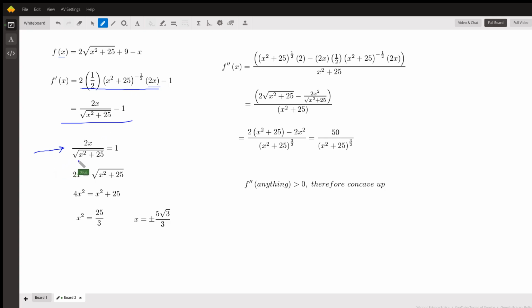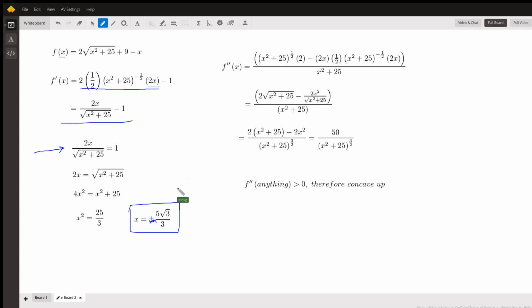Multiply both sides by the square root of x squared plus 25. We've got a radical equation now. Square both sides, solve for x. x equals plus or minus 5 radical 3 over 3. We'll reject the negative because we're looking for that point between the origin and (9, 0). So this is the x value that we think causes a minimum.